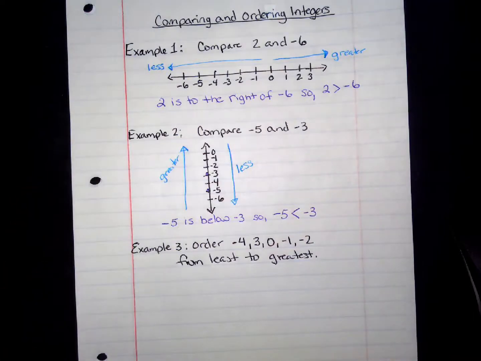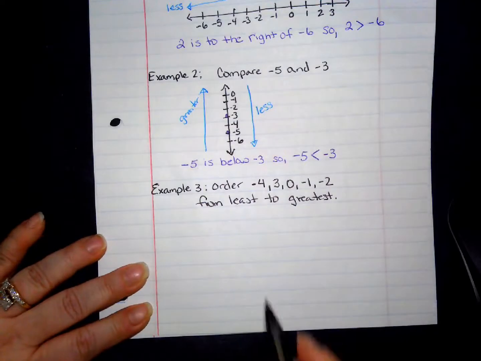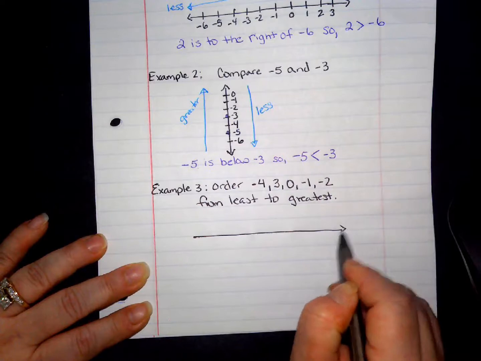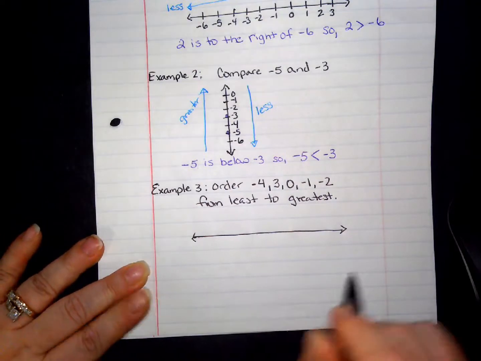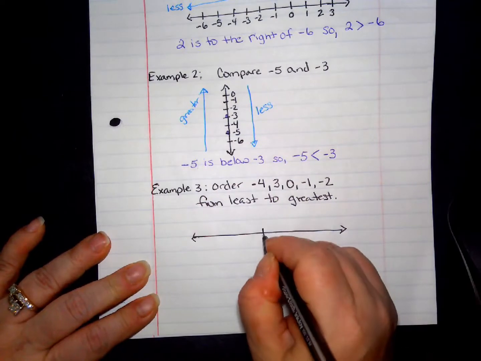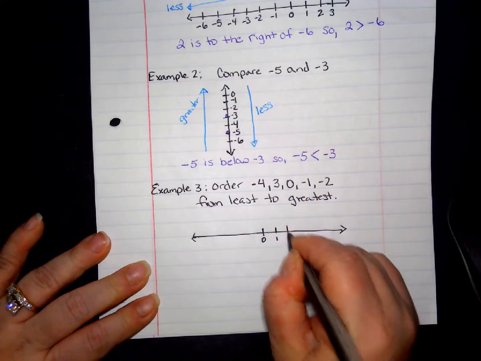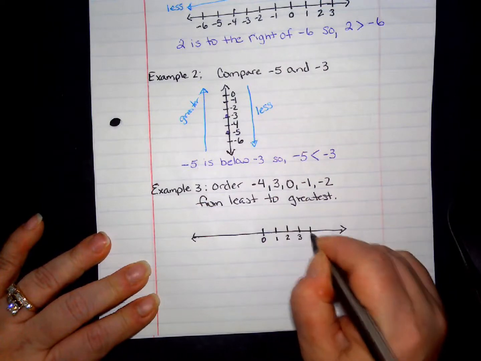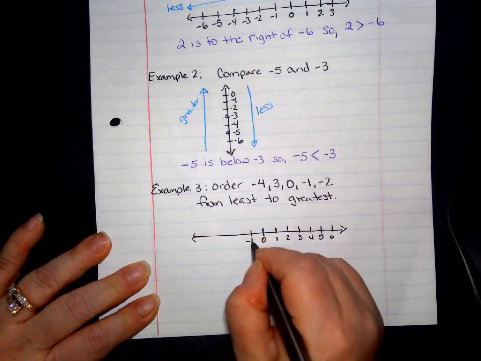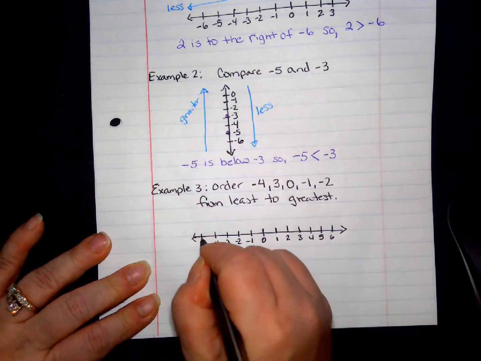Okay, so I'm going to go with a horizontal number line this time. Draw my number line. Remember, put your arrows on the end to show that it goes on and on and on. All right, I'm going to put my 0 in the middle this time because I have both positives and negatives, and I'm going to go 1, 2, 3, 4, 5, 6, -1, -2, -3, -4, -5.